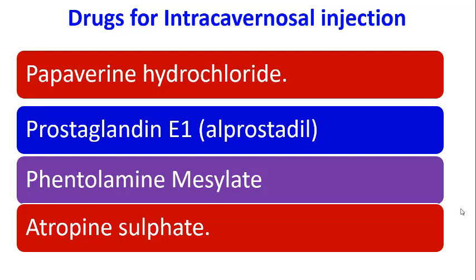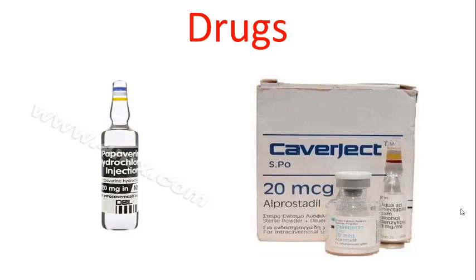Drugs used for intracavernous injection are a group of drugs including 4 drugs: papaverine hydrochloride, prostaglandin, the synthetic form of prostaglandin E1 called alprostadil, in addition to phentolamine and atropine sulfate. This is papaverine, and this is prostaglandin E1, alprostadil.